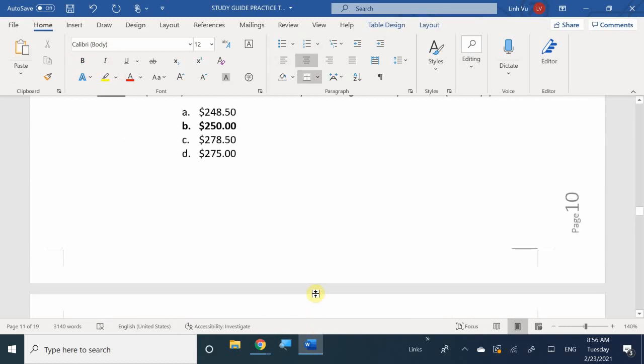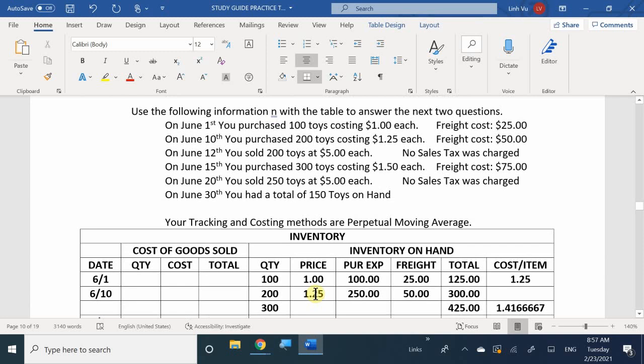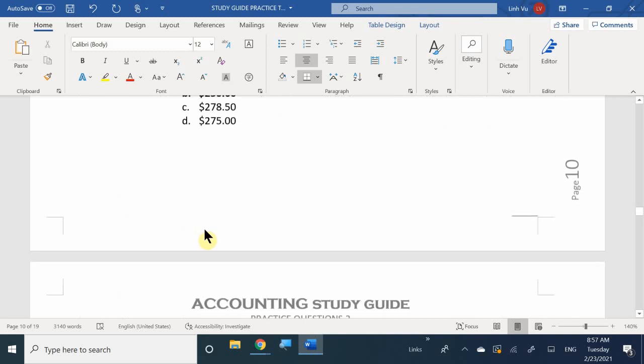All right, so that's a practice for you for perpetual inventory. We got to see a LIFO, we got to see a moving average. So you should be able to complete the same doing FIFO.